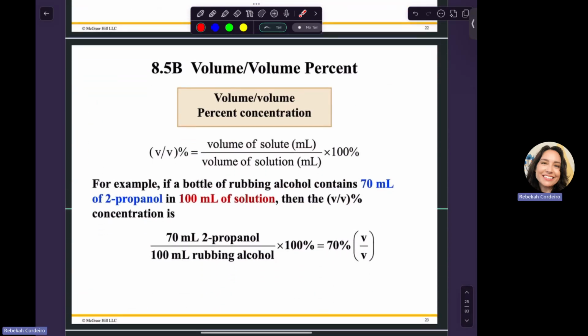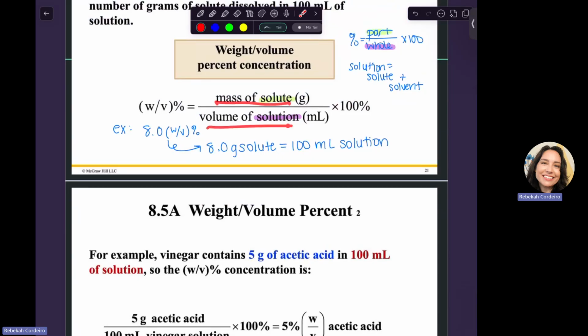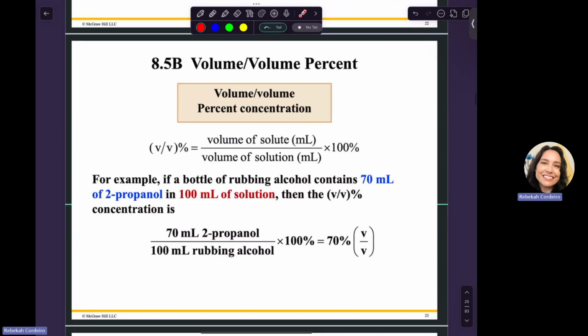Another type of percent we could use is volume percent. If you are familiar with the weight volume, you could do volume, but this time we're measuring the volume of the solute, not the mass of the solute. Sometimes it's easy to measure the mass because we're talking about a solid solute. What if we're talking about a liquid solute? For example, if you look in your cabinet, you may have isopropyl alcohol. If you look at the label on that, it'll say something like 70% isopropyl alcohol. It's a percent concentration of isopropyl alcohol, which is exactly what this is talking about.